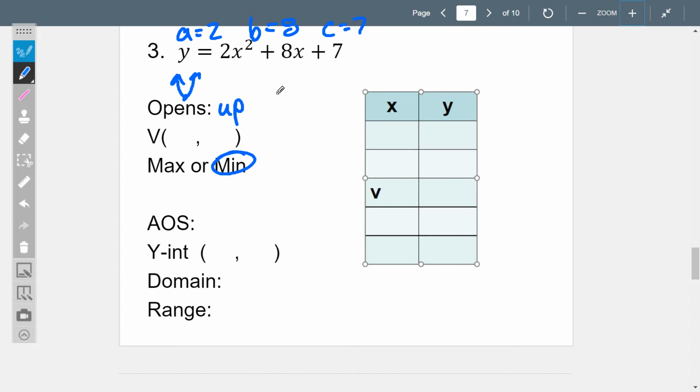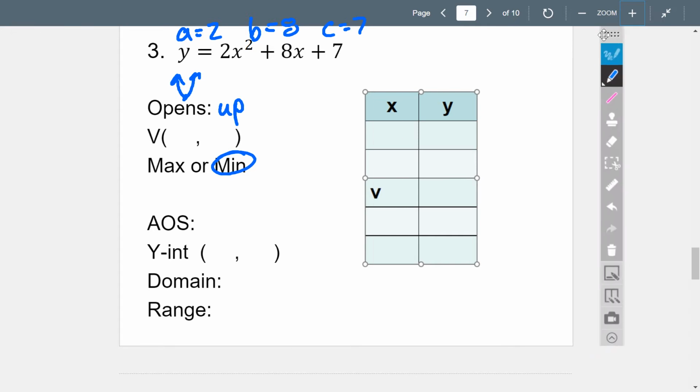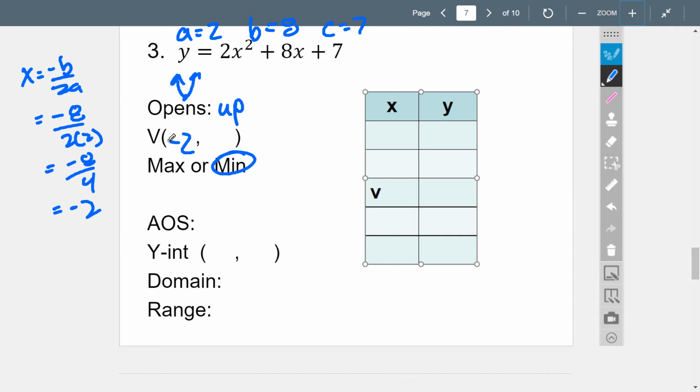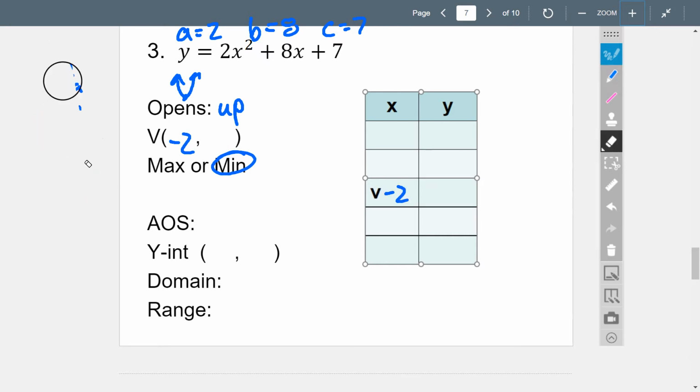To find the actual vertex, we need to find first the x-coordinate of the vertex, negative b over 2a. So negative 8 over 2 times 2, or negative 8 over 4. So the x-coordinate is negative 2. I'll put that in my table as well. To find the y-coordinate, I need to plug negative 2 into the equation. So y is equal to 2 times negative 2 squared plus 8 times negative 2 plus 7.